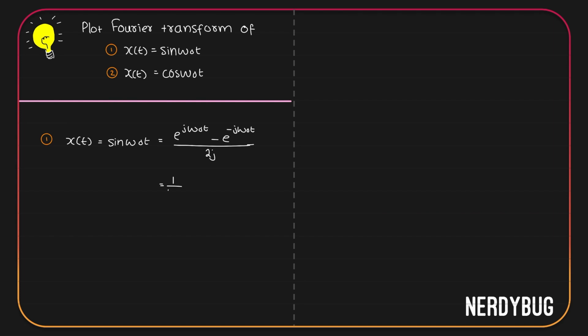Splitting the terms, we get 1 by 2j e^(jω₀t) minus 1 by 2j e^(−jω₀t). So we have plus ω₀ and minus ω₀ in this. That is, this corresponds to k equal to 1 and this corresponds to k equal to minus 1. Then this has to be a₁ and this has to be a₋₁. So let's write that down. a₁ is 1 by 2j and a₋₁ is minus 1 by 2j. aₖ will be 0 for all other values of k that are not equal to minus 1 or 1.